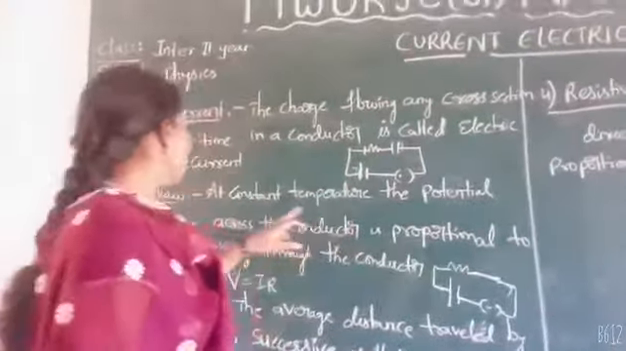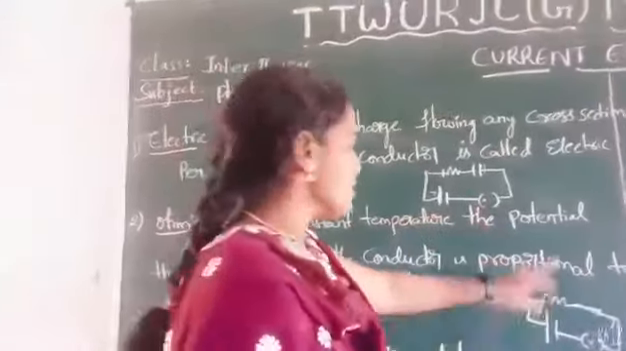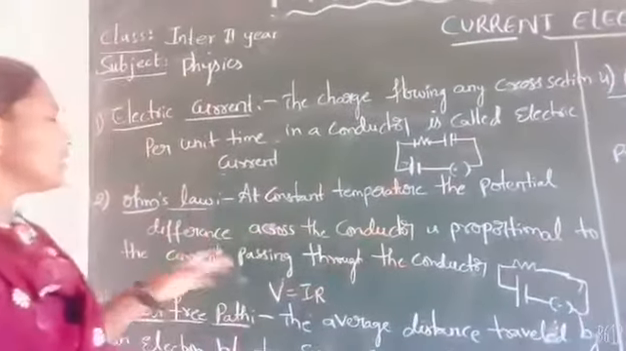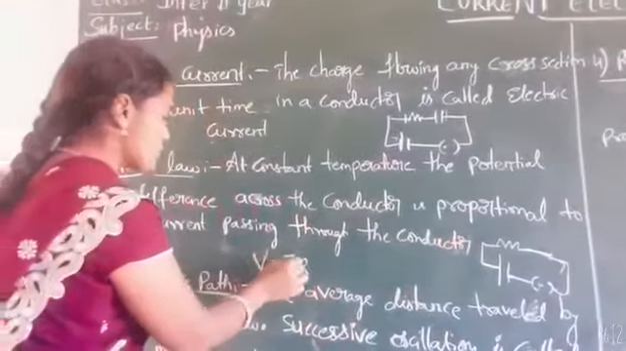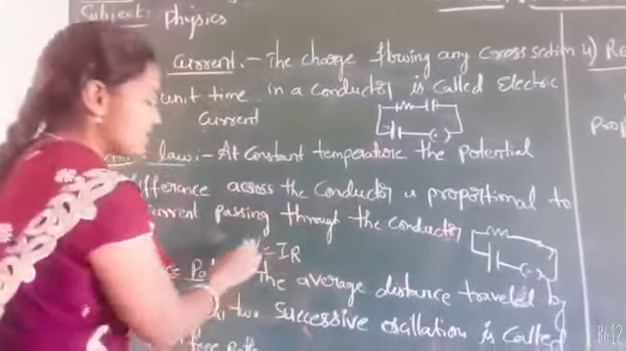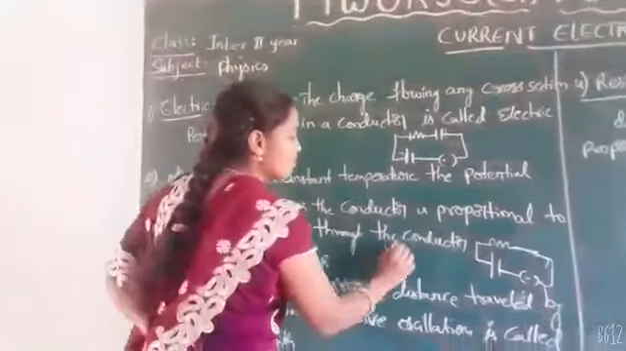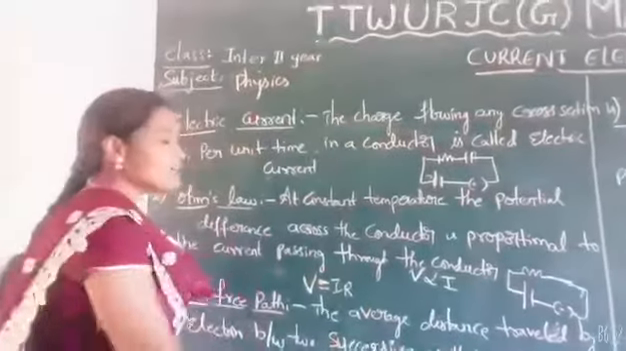So here they have given at constant temperature. If the temperature is constant, the potential difference across the conductor is proportional to the current. That means the potential difference is proportional to the current passing through the conductor, that V is equal to IR. Ohm's law is V is equal to IR. That means potential difference is proportional to the current carried in the circuit.